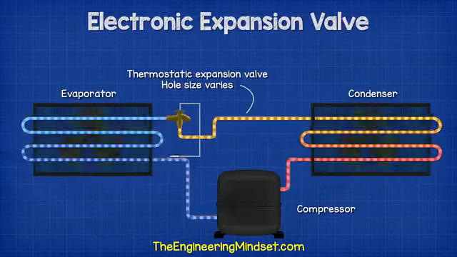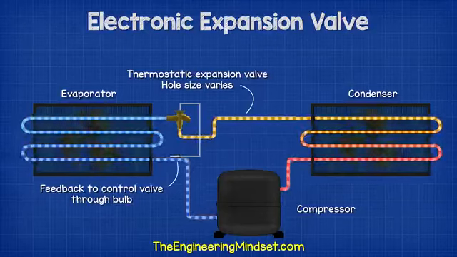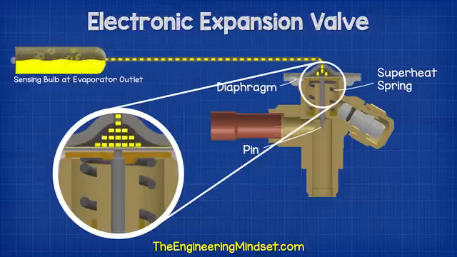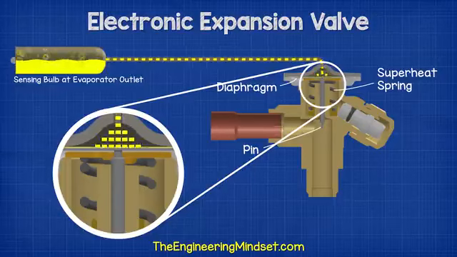This is still widely used today, and it senses the superheat at the outlet through a bulb which is filled with another refrigerant. This other refrigerant will expand to close the valve when the superheat is too high, and it condenses to open the valve when the superheat is too low.